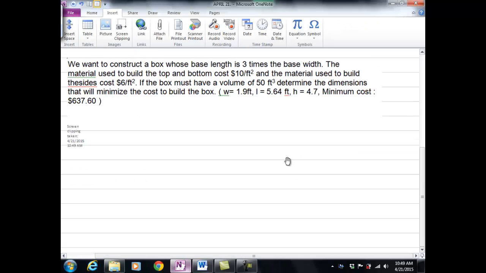It says you want to construct a box with a base length that is 3 times the base width. The material used to build the top and bottom costs $10 per square feet. In reality, that's exactly what it's going to cost when you build the boxes. The material used to build the sides costs $6 per square feet. I want the volume to be 50 cubic feet, dead on. What is the dimension that will minimize costs?